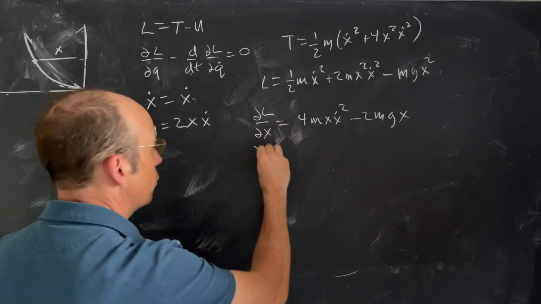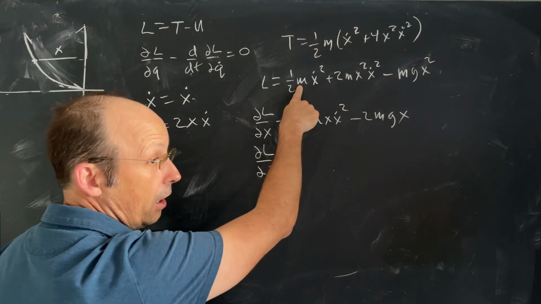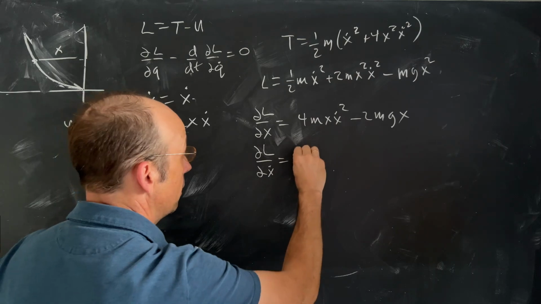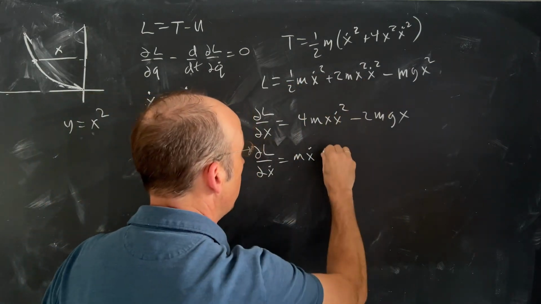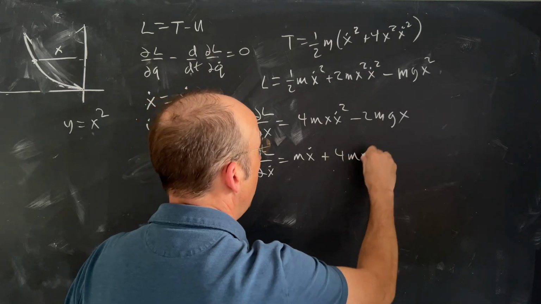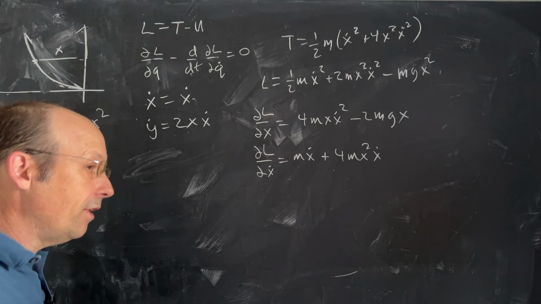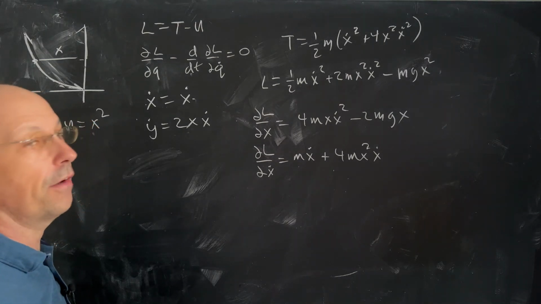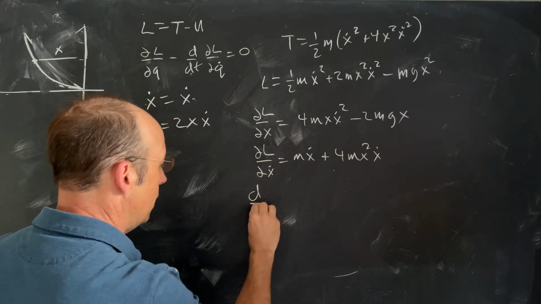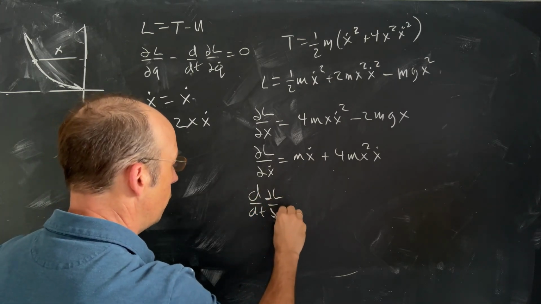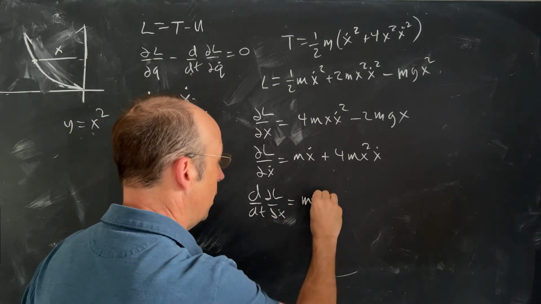Now I'm going to take the partial of L with respect to x dot. And right here I get m x dot. The 2 comes down, and that's fine. And then here I get 4mx squared x dot. Now you see that it's not just x double dot for the derivative here. Let's just write it out. d/dt of the partial of L with respect to x dot. Okay, so this term is easy, m x double dot.